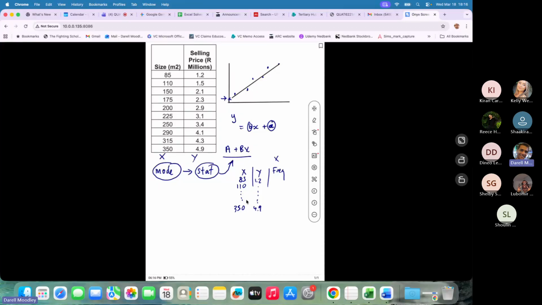Okay, so I'll give you a minute. Please capture the data because you're going to have to use this data to get the values that we need for this lesson.